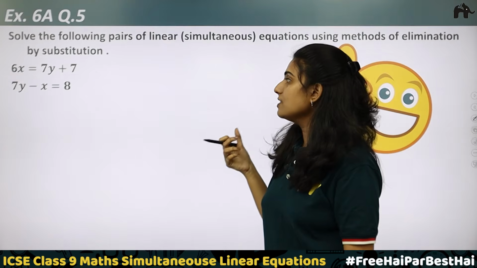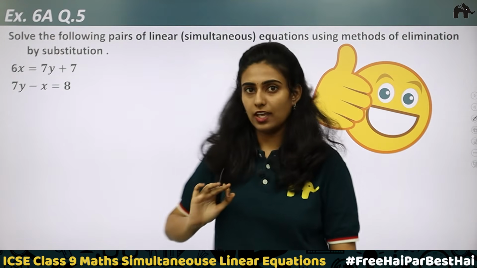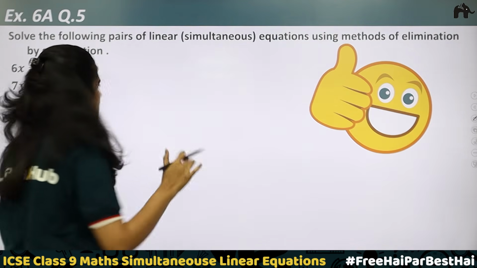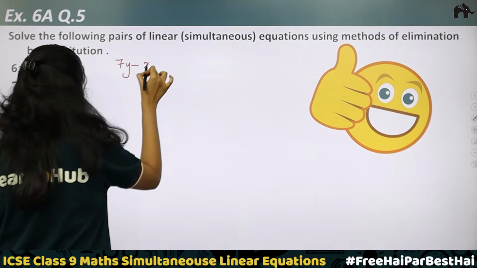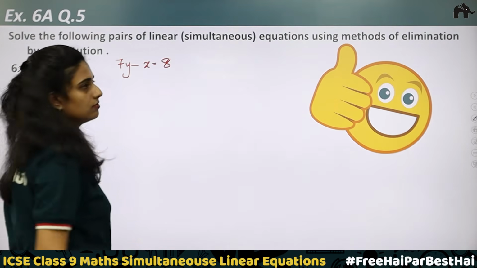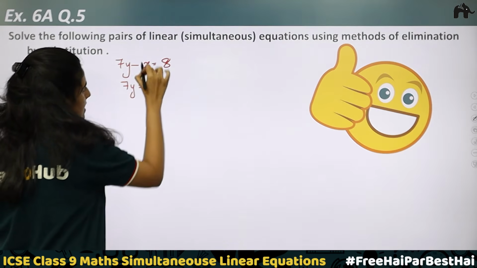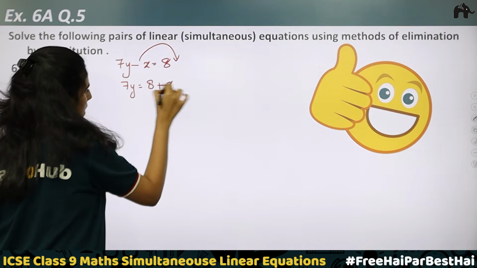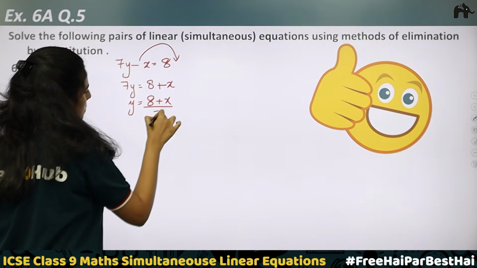Question number 5 of exercise 6a. 6x is equal to 7y plus 7. 7y minus x is equal to 8. So here let us take the second equation. If you want, you can take the first equation, no matter. So second equation is 7y minus x is equal to 8. From which we will have 7y is equal to 8 minus x taken to the right side becomes plus x. And y is equal to (8 plus x) divided by 7.